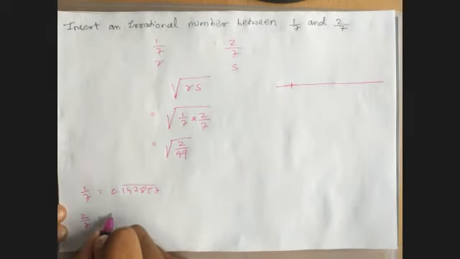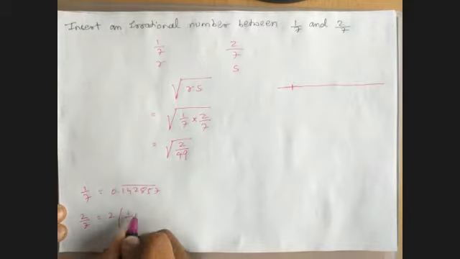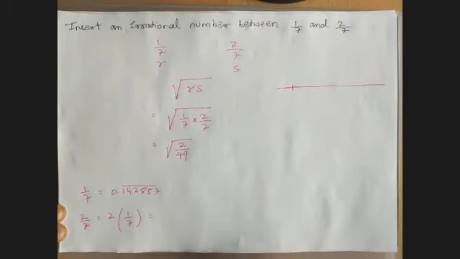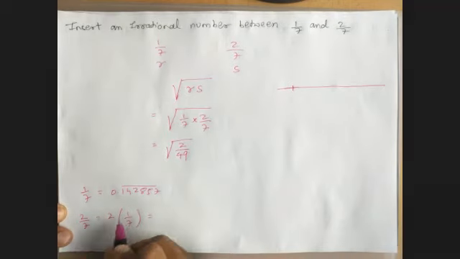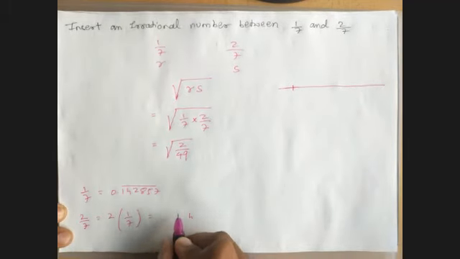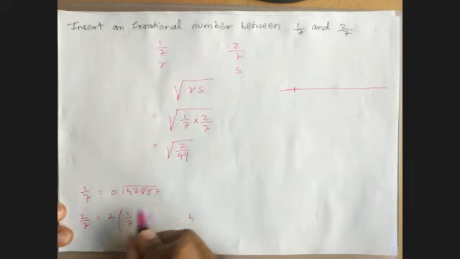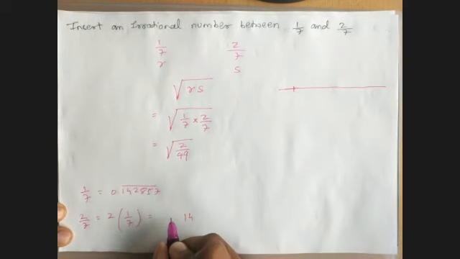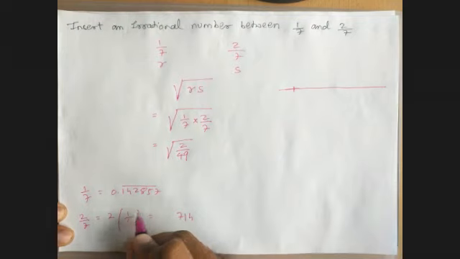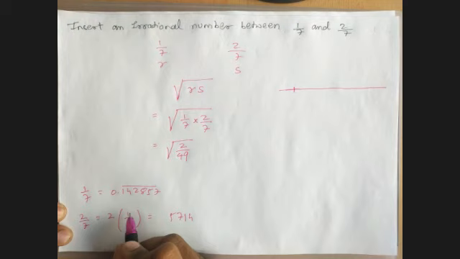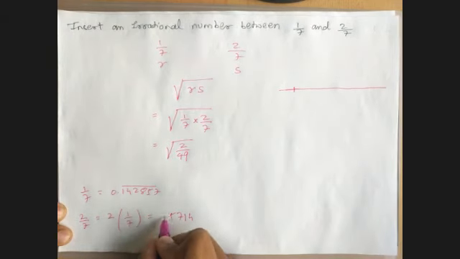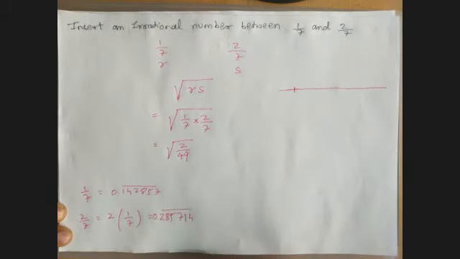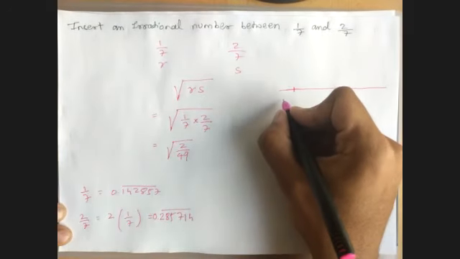So now 2 by 7. 2 by 7 we will go by this method: 2 into 1 by 7. So that means I have to multiply it by 2. So 7 2s are 14, 4, 1. So 5 2s are 10, 1, 1, 8 2s are 16, 17, 1, 2 2s are 4, plus 1, 5, and then 4 2s are 8, and 2 1s are 2. So it is 0.285714 recurring. Okay, so I will write this here.